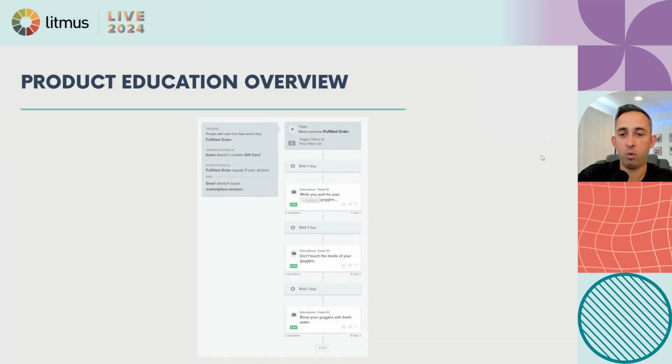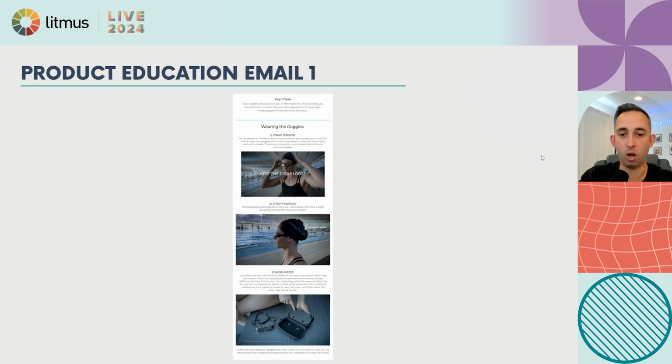And then, right, there's a nice flow also of a product education flow. I think this is for products that need more education than just a couple of things. One of our clients sold custom goggles, and they're for triathletes, swimmers, etc. People that are using these really need to use them properly because they're swimming, they're training, they're competing. They just cannot have any malfunctions. So what we did is a 3-part email sequence where we taught people about the goggles. So here's how to wear them, right? Strap tension, strap position, and nose pieces. This is making sure that when you're using them, they work to your benefit, not to your demise.